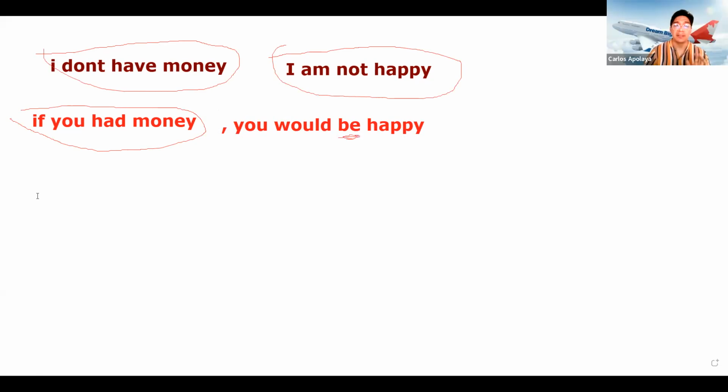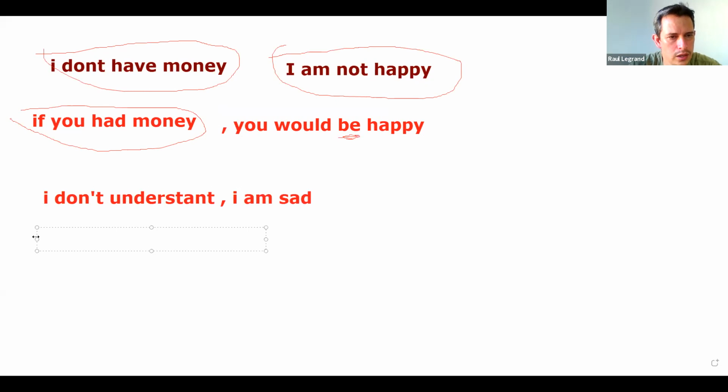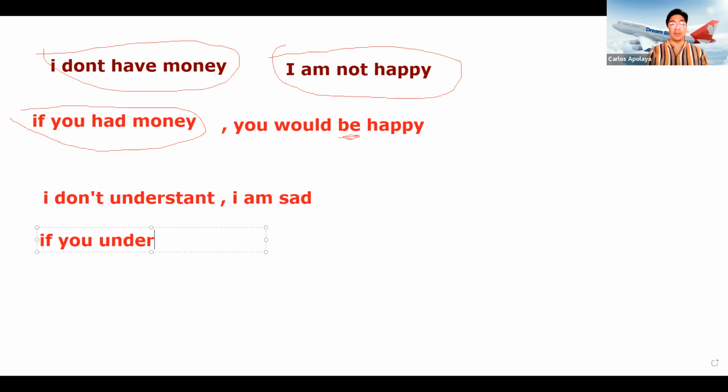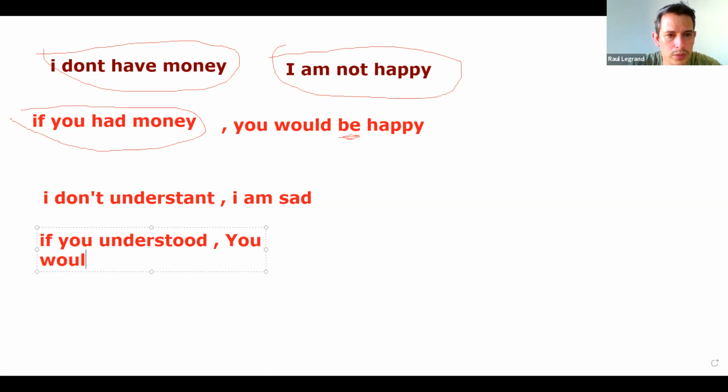Hoy aprenderemos esto nada más. Siguiente, por ejemplo, I don't understand. I am sad. ¿Cómo sería? No entiendo, estoy triste. So it would be if I or if you had understood, sorry, understood, would be happy. Wouldn't be sad. O you would be happy. Okay. No, it's okay. You would be happy.